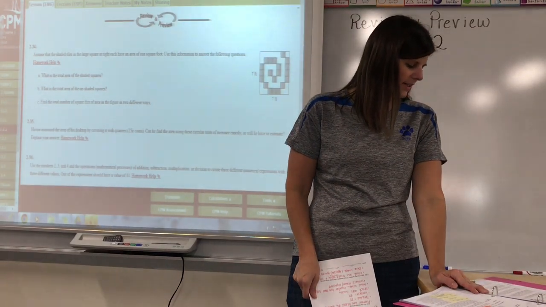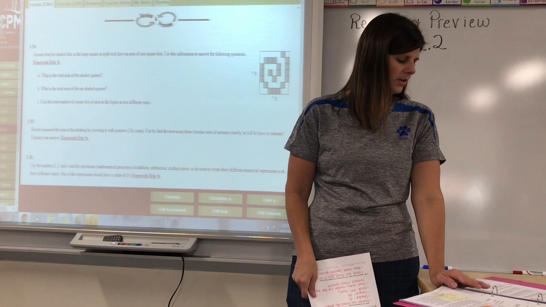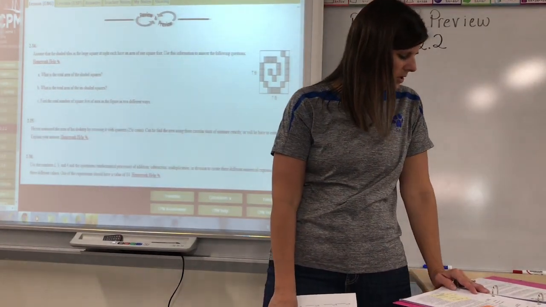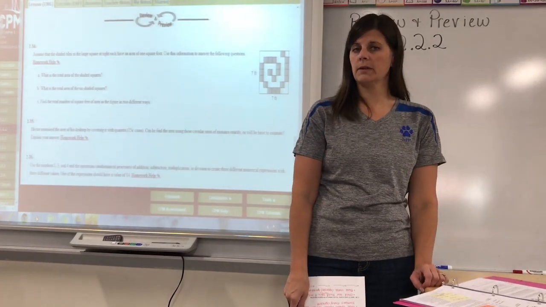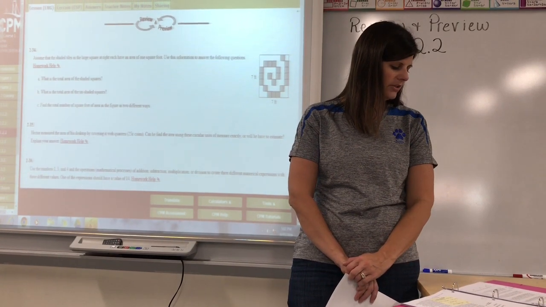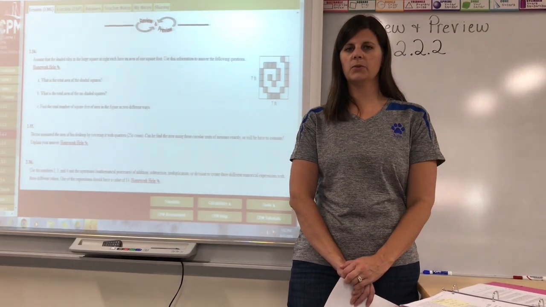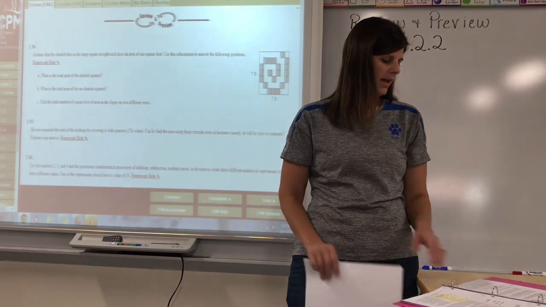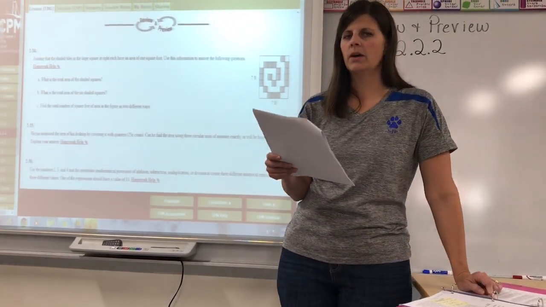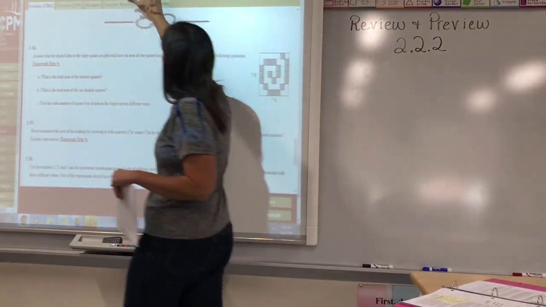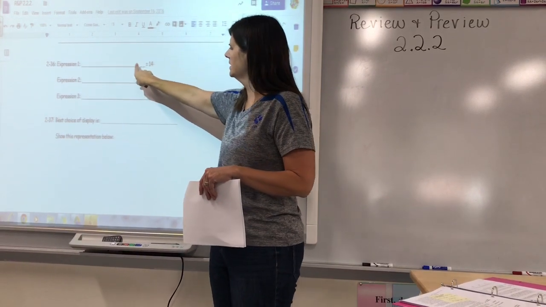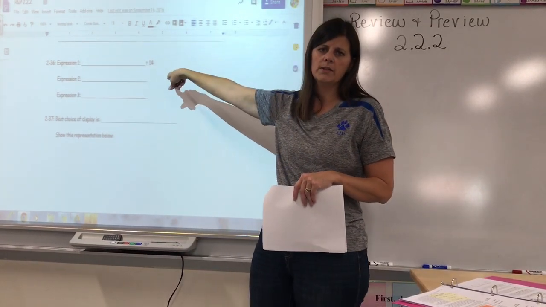In question 36, it says to use the numbers 2, 3, and 4. Those are the only ones you're allowed to use. And the operations, which could be addition, subtraction, multiplication, or division. And your job is to create 3 different numerical expressions that have 3 different values. And they are specifically asking for one of those to have a value of 14. That's why on your answer sheet for this question, you'll see that the first spot, where I have expression 1, this is the one that I want to be equal to 14.